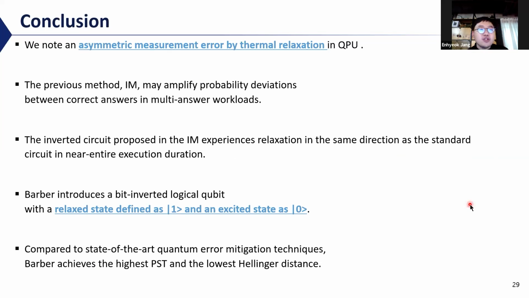And here are the conclusions. We observed that the asymmetric measurement error caused by thermal relaxation is really severe, and the previous state-of-the-art method, invert and measure, may augment the probability deviations between the answers for multi-answer quantum programs. In this case, we flip the quantum states at the initial stage, balancing the erroneous outcomes.